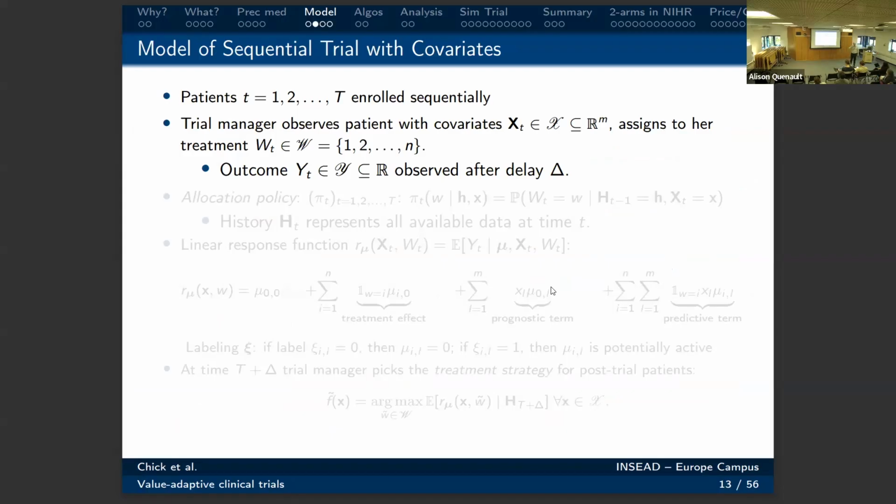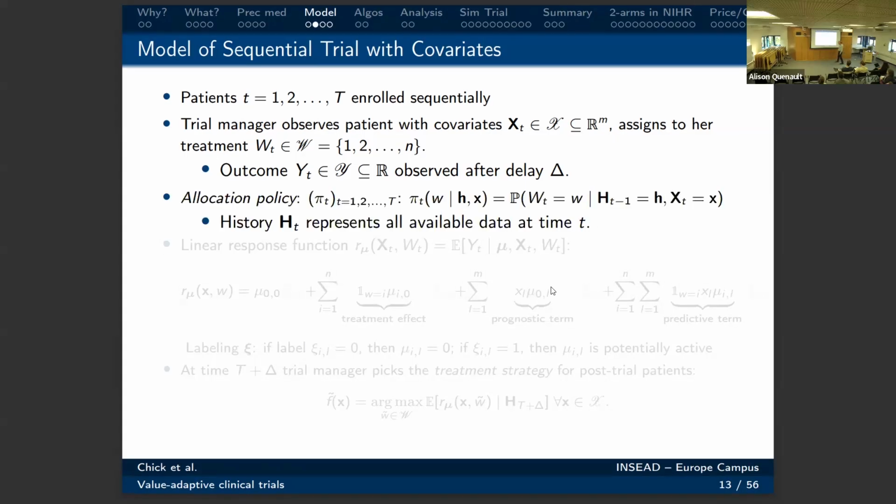So the little t, patient t, is going to reference how many patients I have enrolled in the trial so far. The patients, t = 1 up to big T, will be enrolled sequentially. I observe the covariates, I assign a treatment, and I observe their outcome after some delay, big Delta. An allocation policy will be a mathematical construct, which is a sequence of decisions from covariates to treatments.